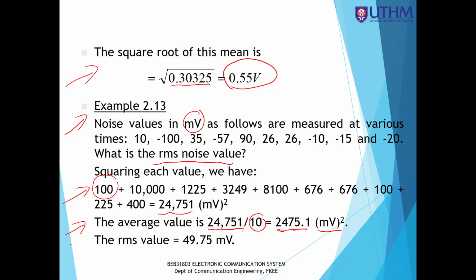The last step is to find the RMS value. So you do the square root of the average. Okay, square root of 2475.1. You will get 49.75 millivolt. So this is the answer. Okay, the RMS value of noise voltage.